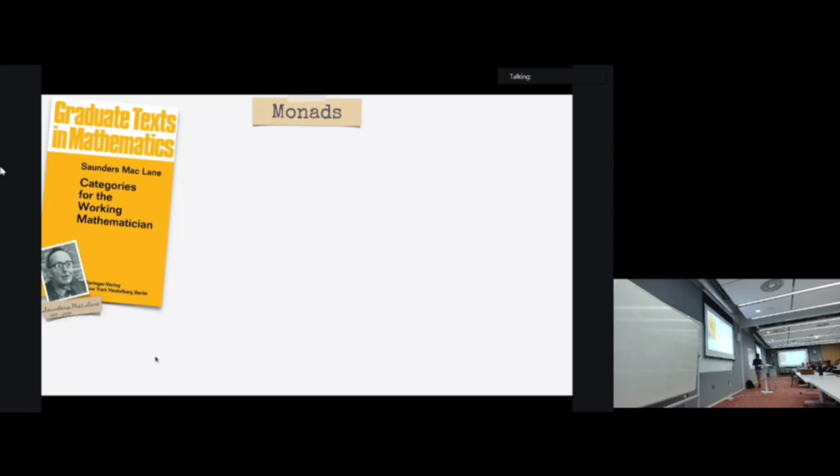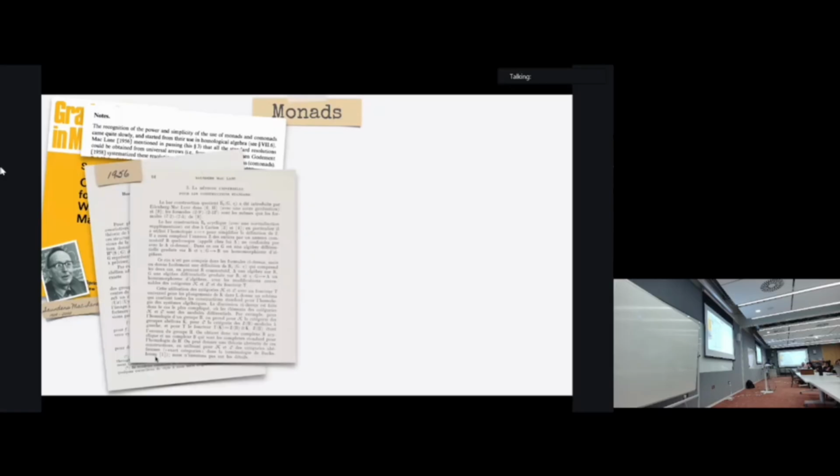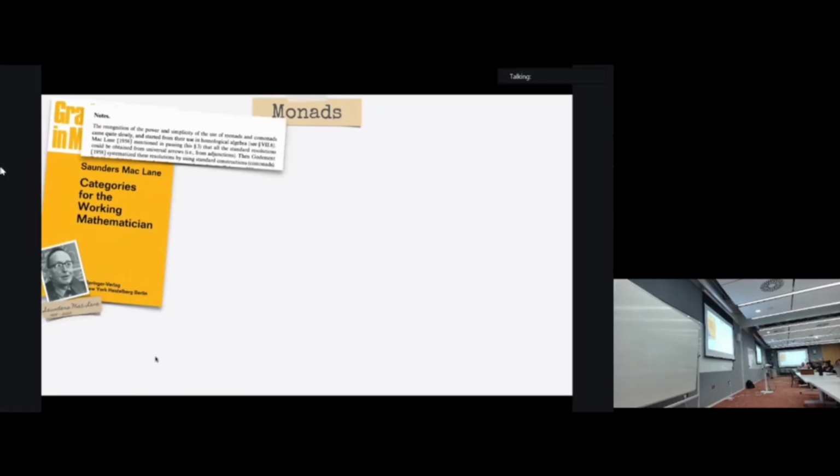But I wanted to get into the history of monads before we talk about them. They are a mathematical idea written about in MacLane's book. What does he say? The recognition of the power and simplicity of the use of monads and comonads came quite slowly. They started from their use in homological algebra by MacLane, who mentioned them in passing.